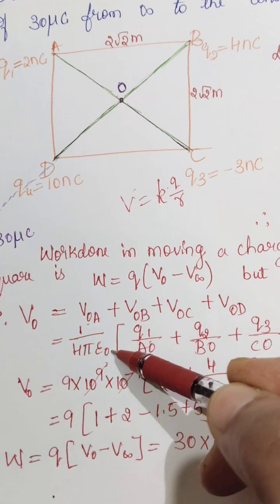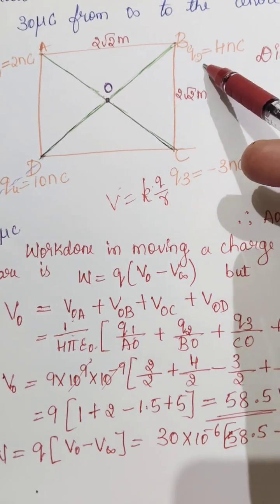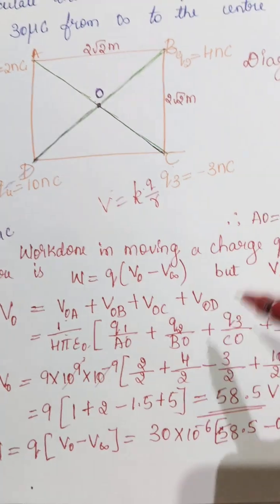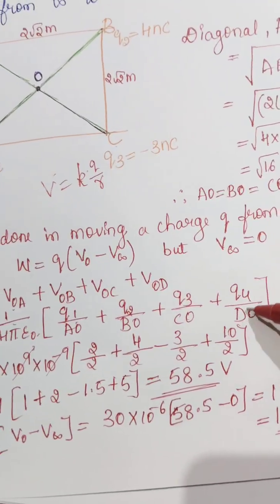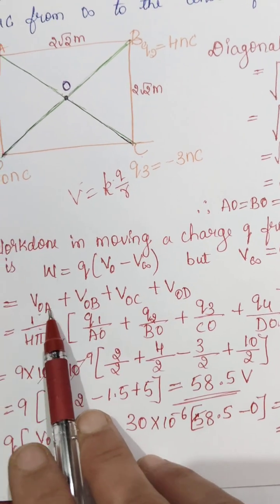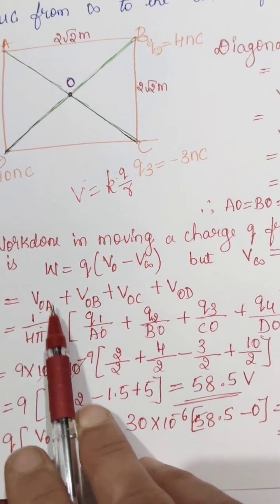1 over 4 pi epsilon naught is common for all the expressions, so let us take it outside. And the second charge Q2 by the distance BO, the third charge Q3 by the distance CO, the fourth charge Q4, the distance is DO. It is very simple to write. VOA: see here how to write this. Potential at O due to the charge at A.